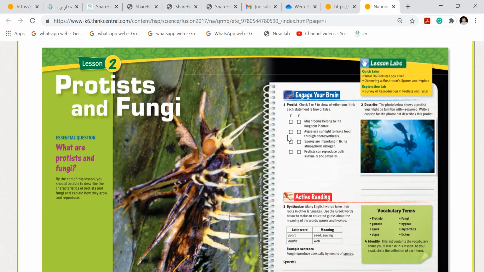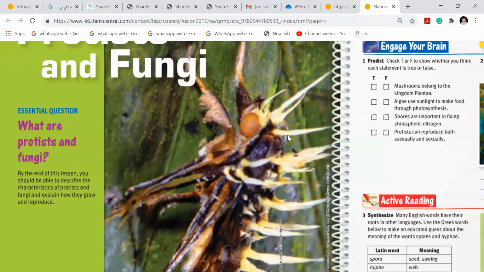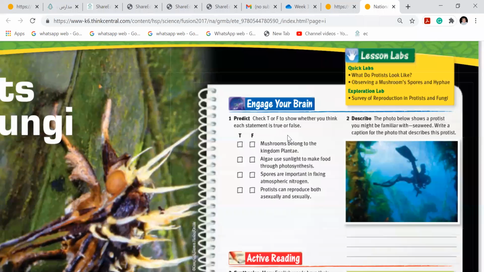Okay, what are protists and fungi? I told you they come under domain, right? We have Eukarya, in which we have Animalia, Plantae, Protista. Remember that? Yes, miss. You have Plantae, you have Animalia, you have Protista, and you have Fungi. So you should be able to describe the characteristics of protists and fungi.